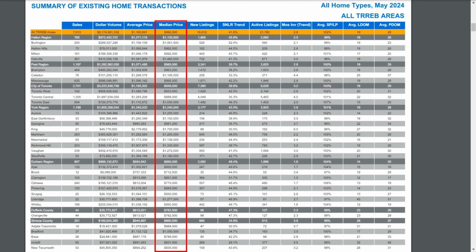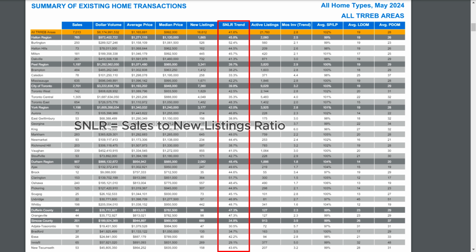New listings refer to the number of properties that came onto the market within a specific period. This metric is crucial for analyzing the flow of new supply entering the market, helping to gauge the availability of properties for potential buyers. The SNLR stands for the sales to new listings ratio. The trend part refers to the use of a 12-month moving average to smooth out fluctuations. It's calculated by dividing the number of sales by the number of new listings, indicating how many sales are happening compared to new listings entering the market.